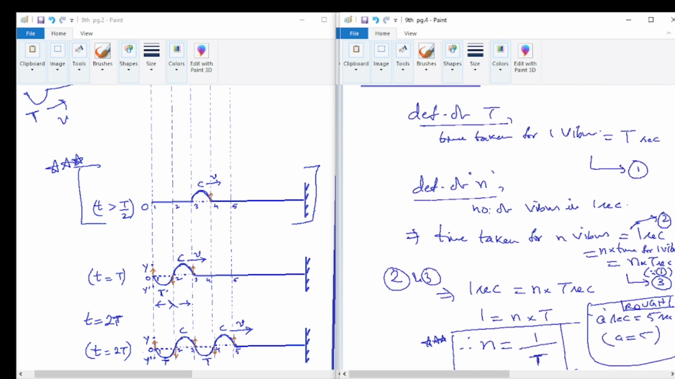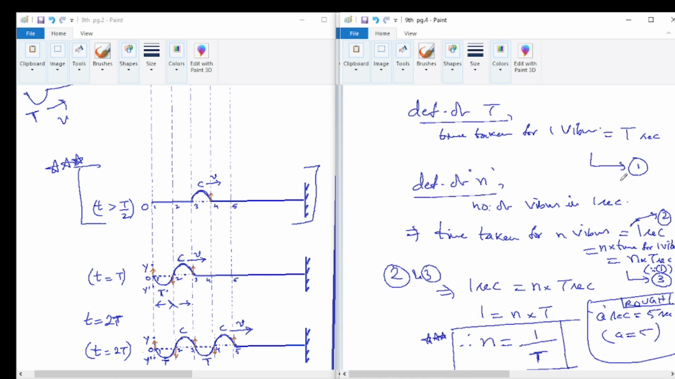So in how many steps is it coming? Just in two main steps. Time taken for one vibration is t seconds, and from the definition of frequency, time taken for n vibrations is 1 second. But time taken for n vibrations is what? N into the time taken for one vibration. But the time taken for one vibration, by the definition of time period, we already got as t. So we write n into t seconds.